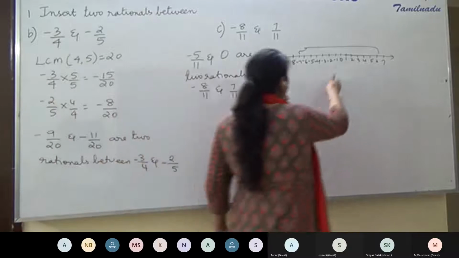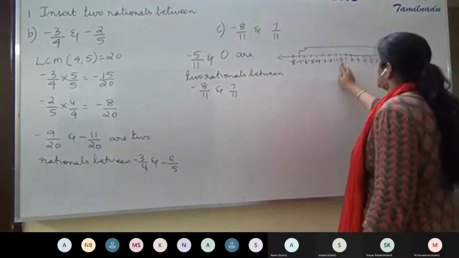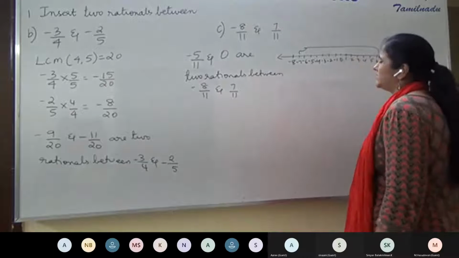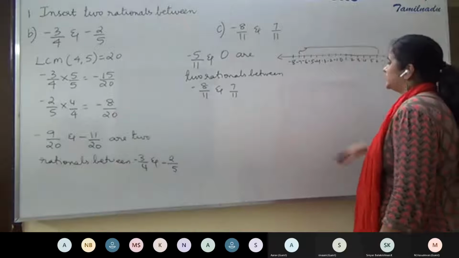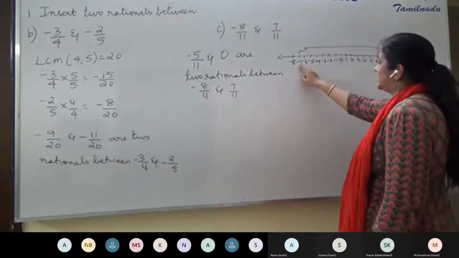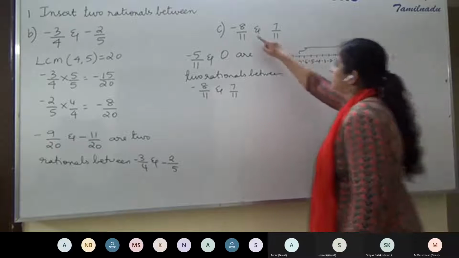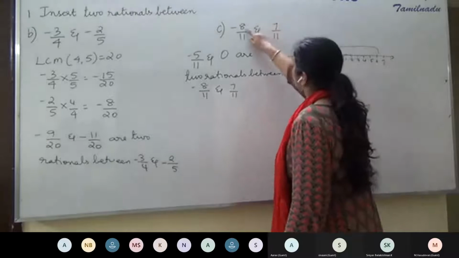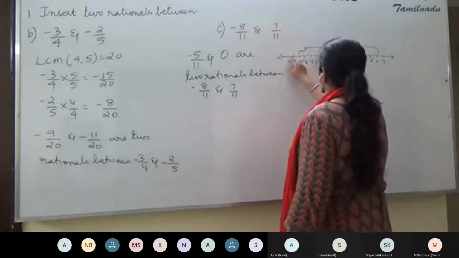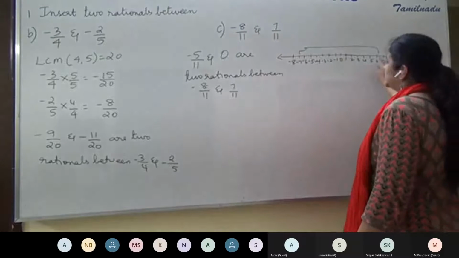See, 0 comes. 0 is rational. 0 is 0 by 11. See, we said minus 7 by 11, minus 6 by 11, minus 5 by 11, between minus 8 and plus 7. So see, minus 8, this is plus 7, between them.